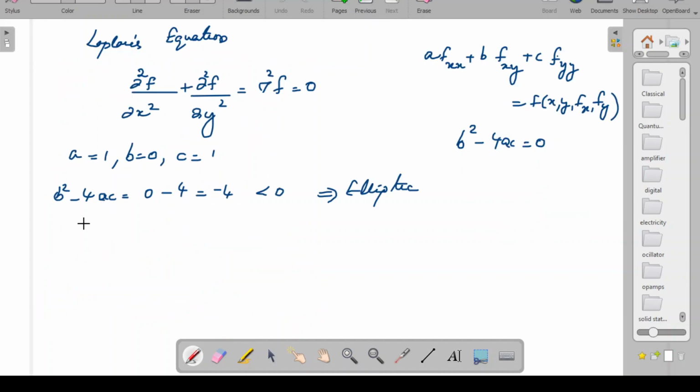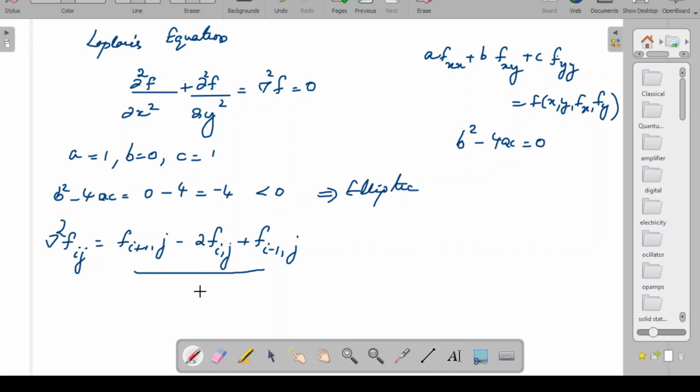So when I substitute for ∂²f/∂x², del square f at ij can be written as equivalent to f(i+1, j) minus 2 f(i, j) plus f(i-1, j), divided by h squared. Similarly, when I substitute for ∂²f/∂y², it becomes f(i, j+1) minus 2 f(i, j) plus f(i, j-1), divided by k squared.